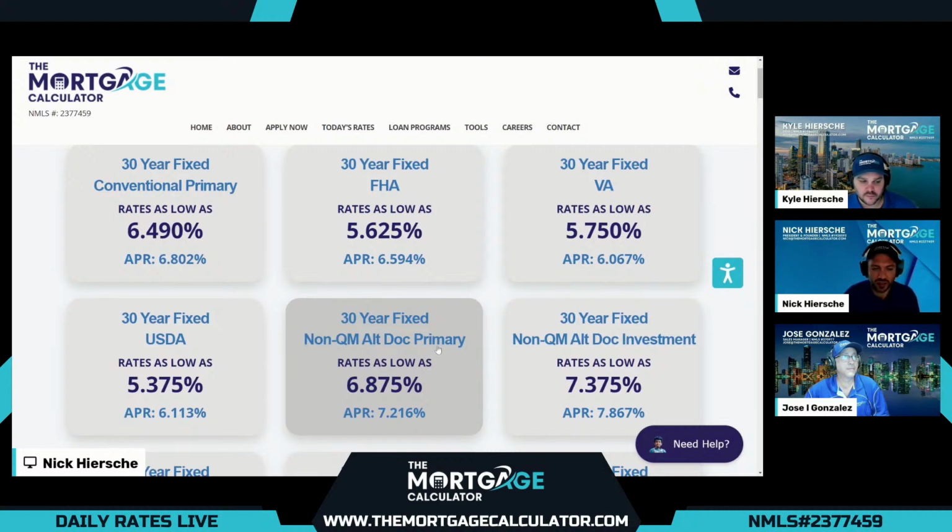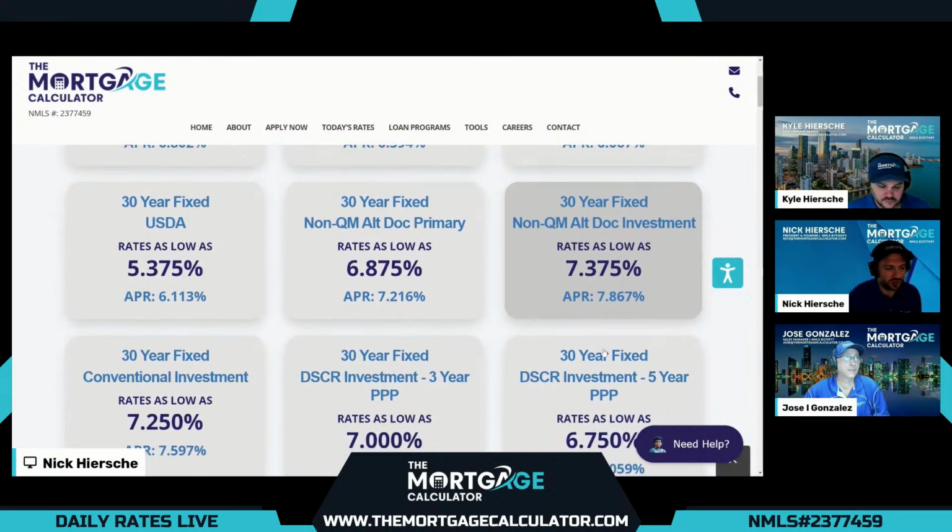Now moving on to our investors. Tons of options for investors. First up for an investment property is our non-QM alt doc again. Bank statement or similar. Rates come in at 7.375 for investment property. Final APR 7.867. This hasn't dropped much from the other day. So again, hopefully we see some new rates for non-QM throughout next week since we're at the end of this week.